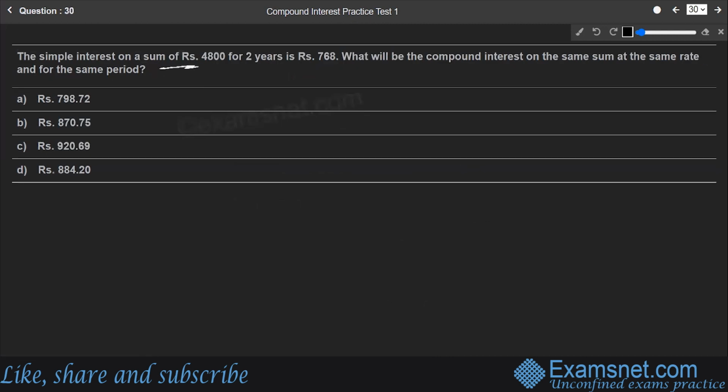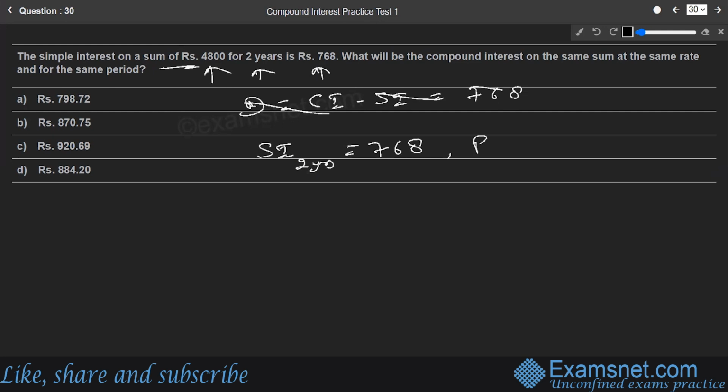Now, the simple interest on a sum of rupees 4,800 for 2 years is 768. The difference is not given; the simple interest value for 2 years is given as rupees 768. The principal value is 4,800, and the time value is 2 years. The rate value is unknown.